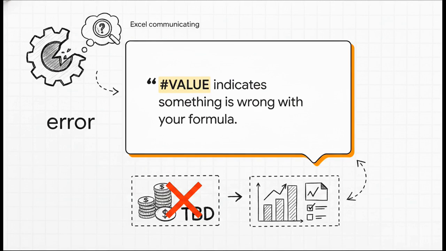But the first mindset shift is realizing that errors aren't crashes. They're just Excel trying to communicate with you. When you see a hashtag error, Excel is actually trying to help. Understanding this translation is the key to swift troubleshooting. For instance, the #VALUE! error usually just means you've mixed text with numbers, like trying to calculate a profit margin but accidentally referencing a cell that says "TBD" instead of an actual dollar amount.